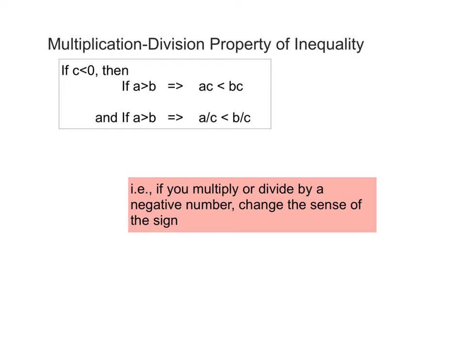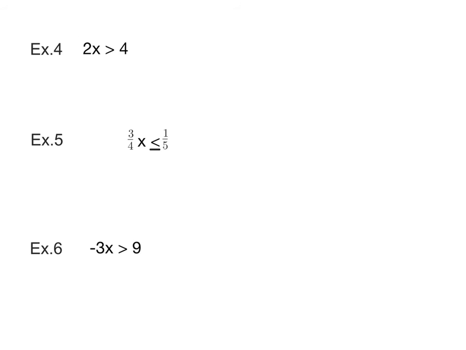Now there is one small catch with solving inequalities, and that's with multiplication and division. The multiplication-division property of inequality says that any time you multiply or divide by a negative number, you have to change the sense of the sign. That just means you change the direction. Even though we worked with negative numbers by adding or subtracting them in the previous examples, we didn't multiply or divide by any. So now this is something you'll have to keep track of. Every time you multiply or divide, think to yourself, do I need to change this symbol and put it in the other direction? So let's start doing some problems that involve multiplication and division.